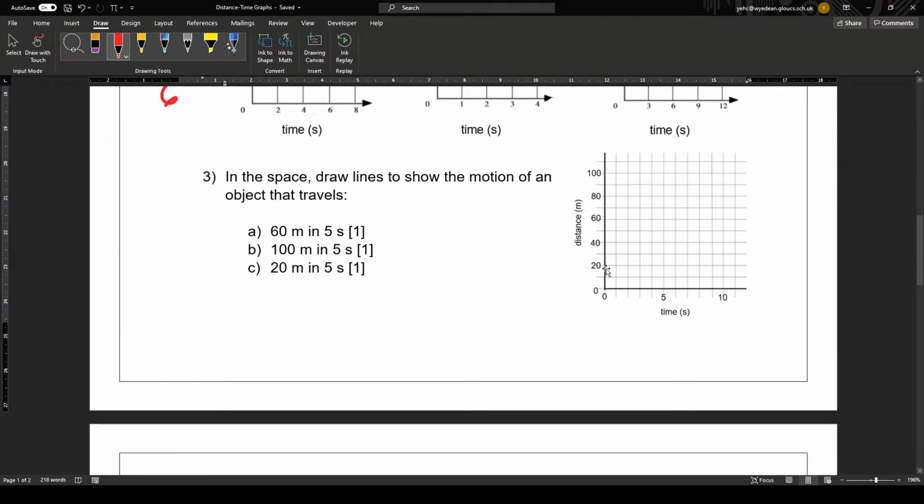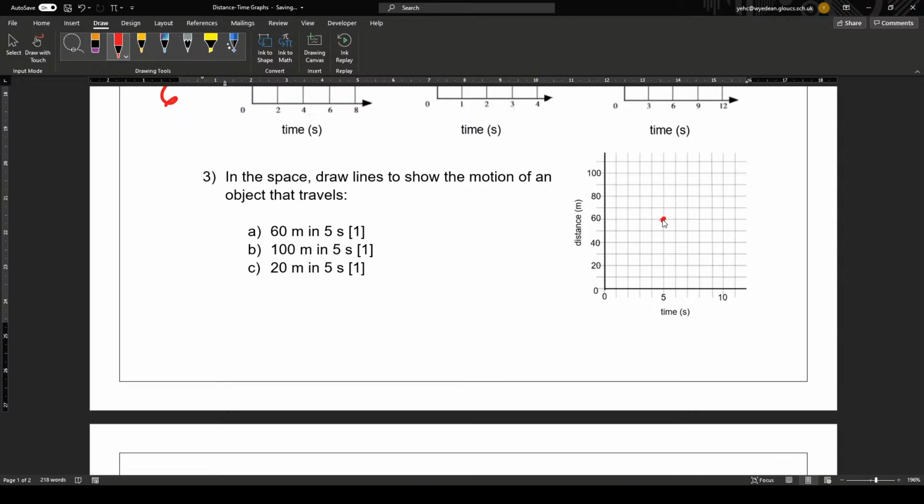Now, question 3 is a little bit more challenging because it asks you to actually draw the lines. I'll do the first one with you guys just to get you on the right track, to model how to do it. So in the space, draw lines to show the motion of an object that travels 60 meters in 5 seconds. So 60 meters went up to 60 and it did it in 5 seconds.